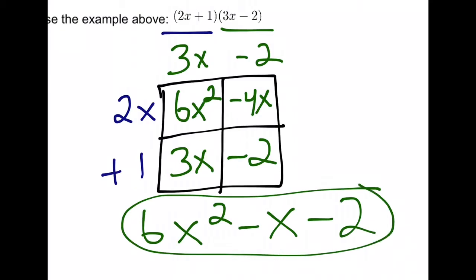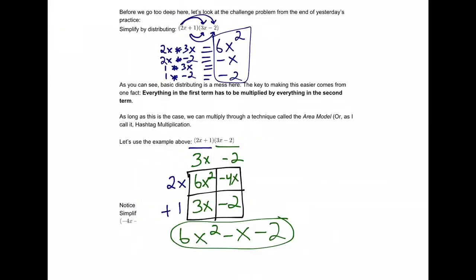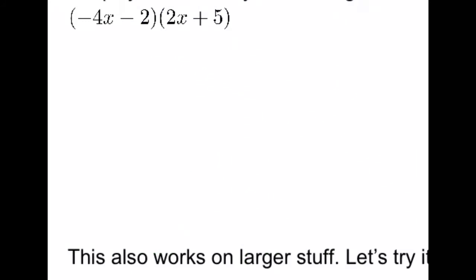Same answer, different technique. When you're multiplying binomials like these two, it can be a matter of preference. As we start to expand into multiplying trinomials, or larger polynomials even, the area model becomes far more organized and you make fewer mistakes. Let's try another one.